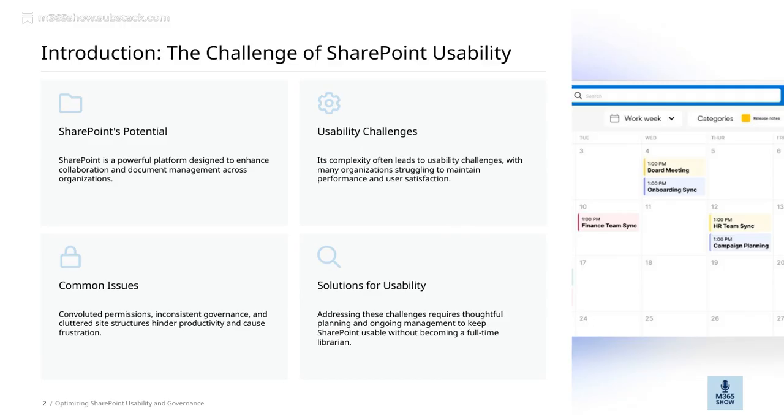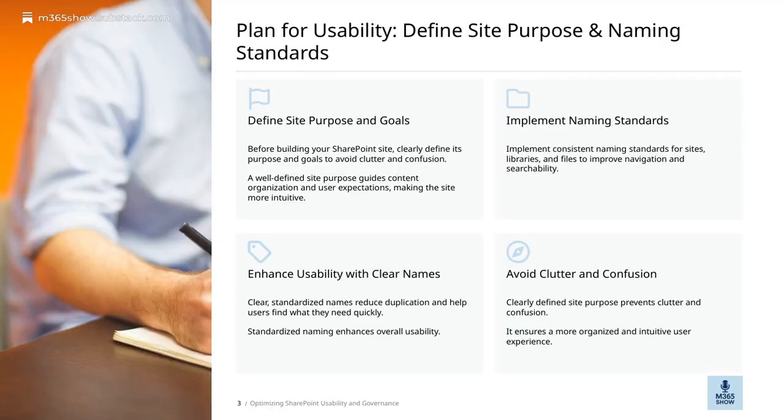But despite these hurdles, SharePoint remains a powerful platform. It's designed to boost collaboration and streamline document management across teams and departments. The key is understanding these potential pitfalls and working proactively to overcome them, so we can unlock SharePoint's full potential for our organization. Let's talk about our plan for usability, starting with defining the site purpose and establishing naming standards.